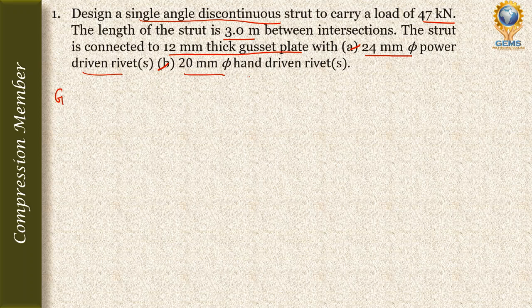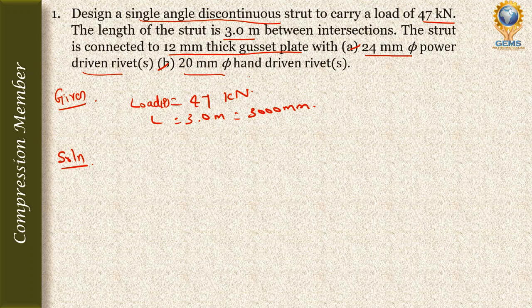So what is given in this question is, first, the load P is 47 kilonewton. Then the length is 3 meter or 3000 mm. So we have to find for A and B, that is 24 dia power driven rivet and 20 dia hand driven rivet. Solution.